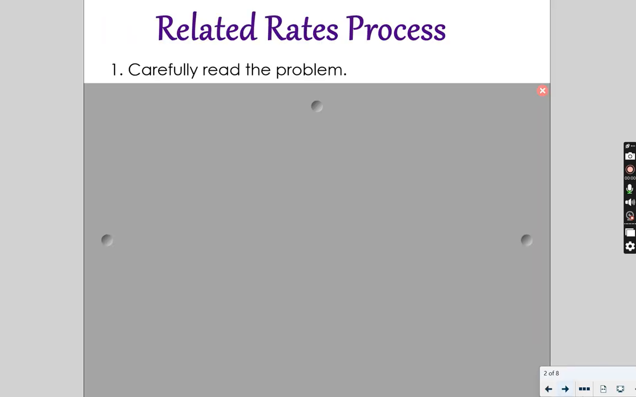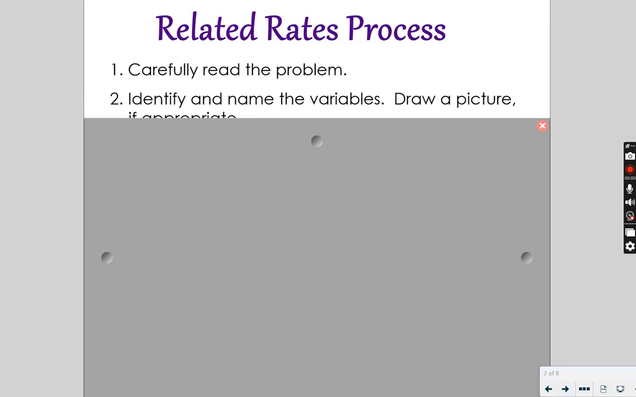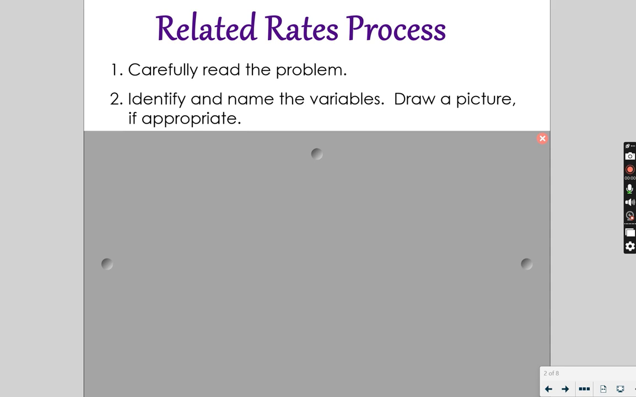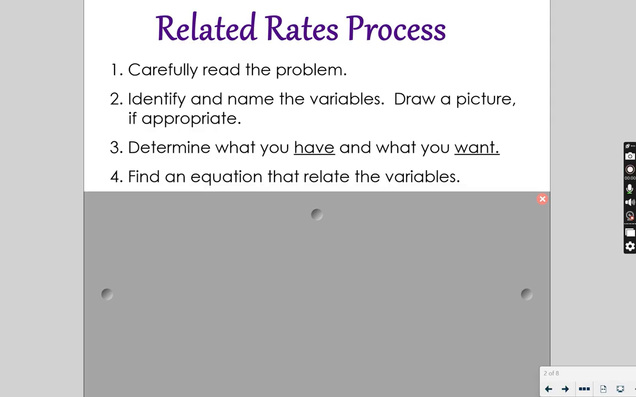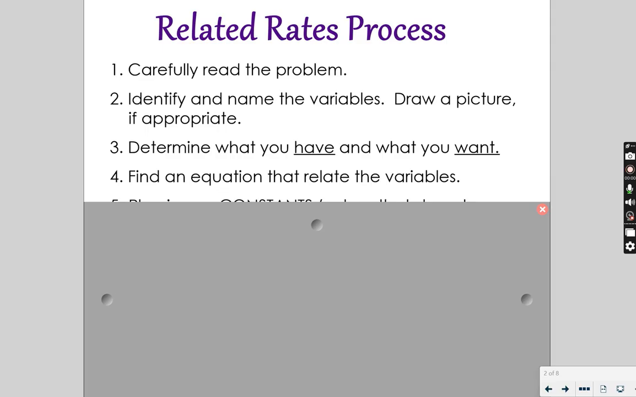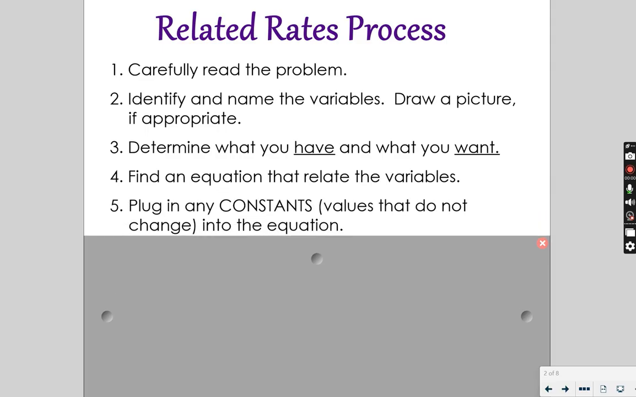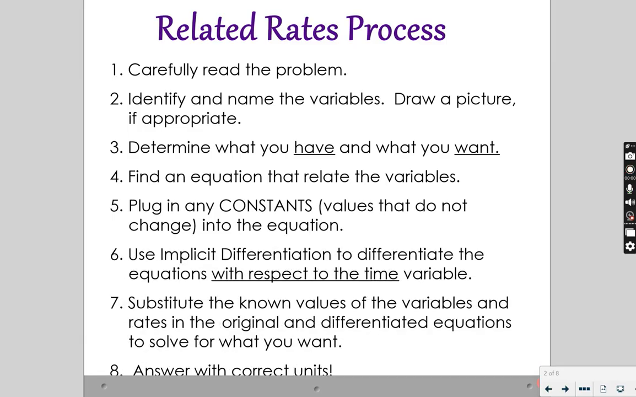These steps right here are actually also in your homework packet, so you don't even have to write these steps down. Related rates are word problems, so basically a lot of these steps are the same for every word problem. First, read the problem, then identify and name the variables, draw a picture. We're going to draw a picture for most of these. Determine what you have and what you want. Find an equation that relates the variables. Plug in any constant. So this is the thing that's kind of special for related rates, is anything that doesn't change in the problem you plug in first, then you take the derivative and solve for whatever else you're trying to find.